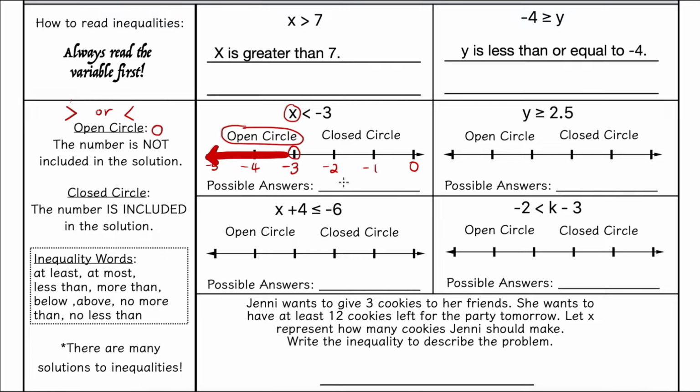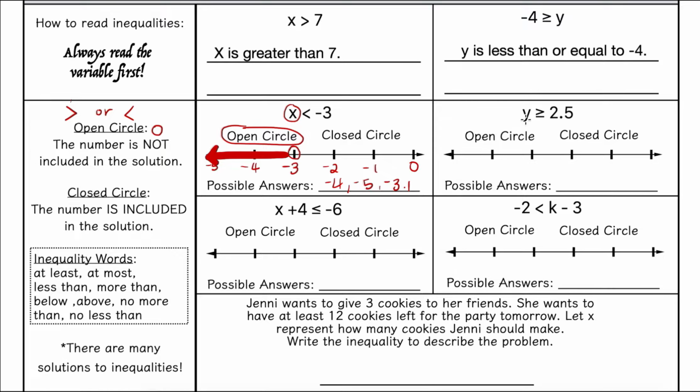Some possible answers are -4, -5. It could even be -3.1. As long as it's less than -3, it cannot be -3.